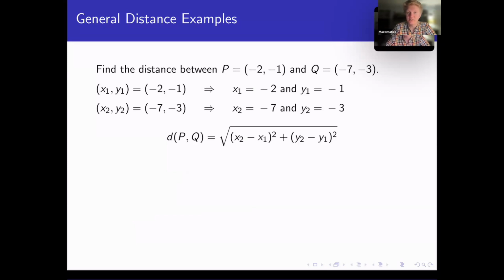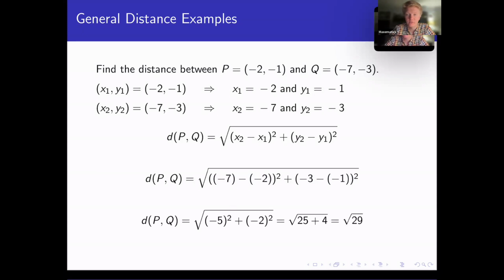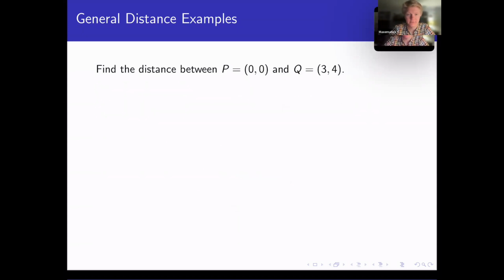All right, let's plug in everything we know. Now just be very careful. -7 minus -2 would be -7 plus 2, so this is -5. -3 minus -1 would be -3 plus 1, or -2. Negative 5 squared is positive 25. Negative 2 squared is positive 4. 25 plus 4 is 29. Okay, see, not a negative in sight in our final answer.